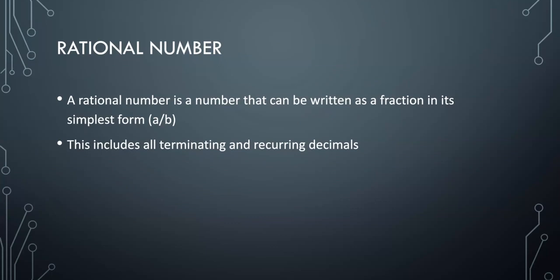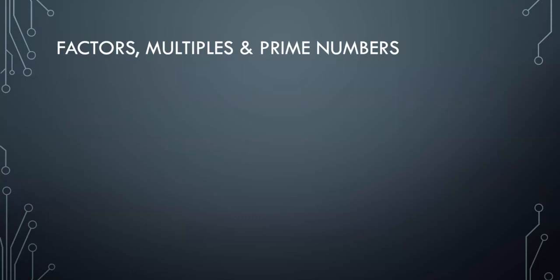If we divide 2 by 9, then 0.2 is recurring. It is happening again and again. If 6 we divide by 3, then the answer is 2. It is terminating. Factors, multiples, and prime numbers.